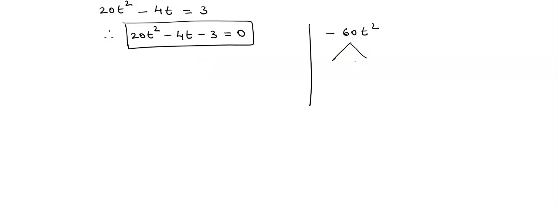If we add, we should get minus 4. If we multiply, we should get minus 60. We know that 10 6s are 60. T square means here also t, here also t. Middle term is minus 4t.